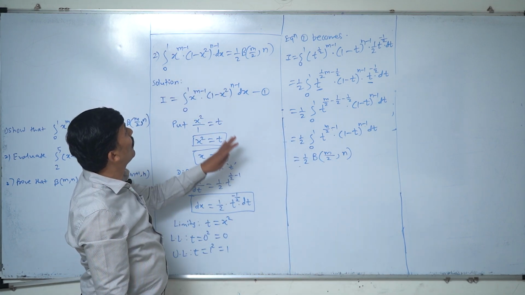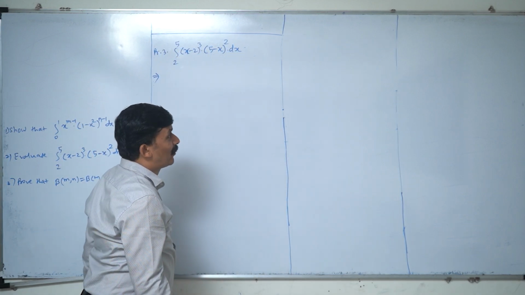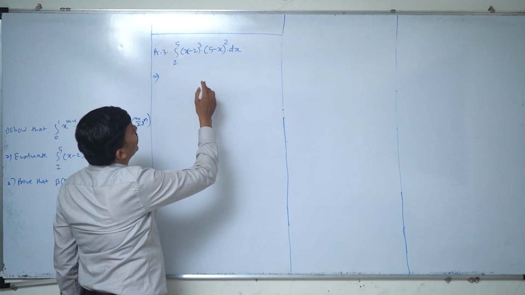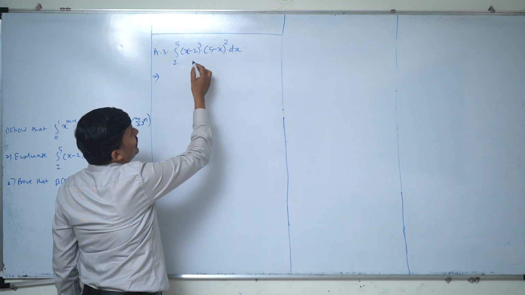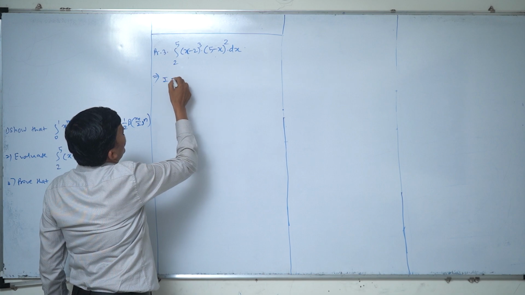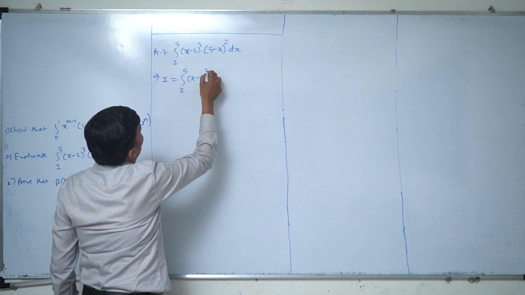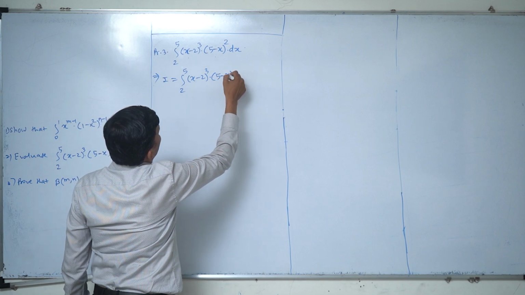So this is an important problem. This problem was asked 2 times in SPPU exam. Now problem number 3. In the previous 2 problems there was a single bracket. Now here the integral contains 2 brackets, so we have to use another type of substitution. So what is the substitution?